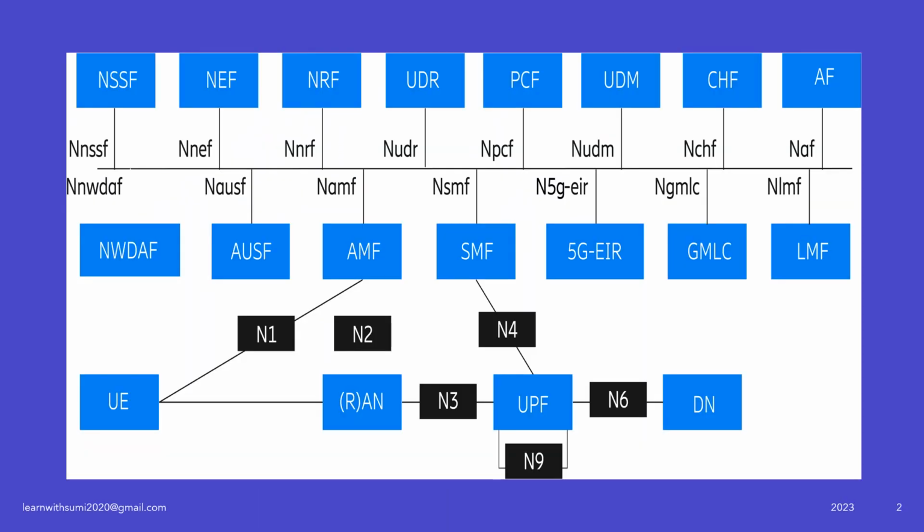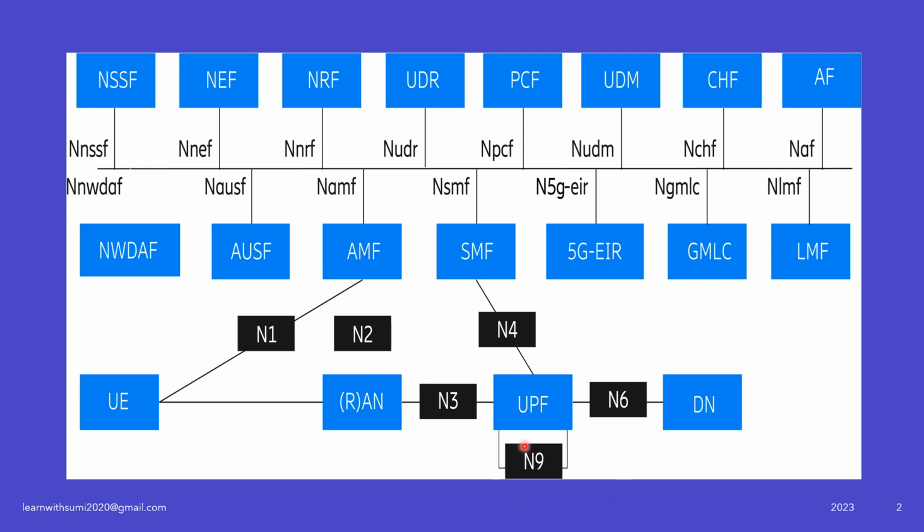So here we have the service-based architecture of the 5G core. Here we have the user plane function. This is the data plane in the 5G core. After the access gateway function, which authenticates the subscriber and establishes a protocol data unit, the session management function selects the UPF for the subscriber.